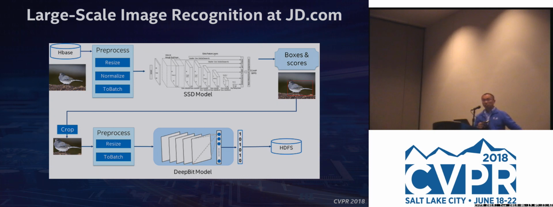They need to get the images out of HBase and perform various pre-processing on those images in a distributed fashion. Then they need to run a model, in this case an SSD model, to get some result. After that, they perform another large-scale image pre-processing and transformation to crop the image and do a bunch of other pre-processing, and run another model, in this case a DeepBit model. Finally, they need to store the result back to their HDFS, their distributed file system.